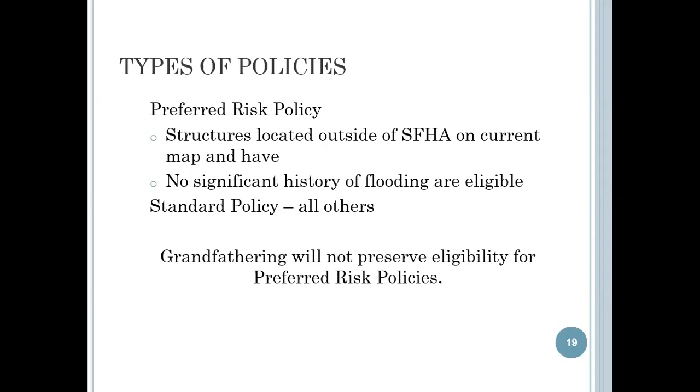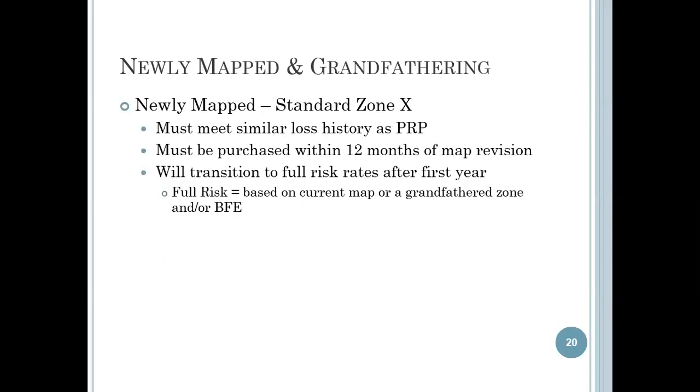Grandfathering will not preserve eligibility for preferred risks. So when it moves into a special flood hazard area, we move into our newly mapped and grandfathered options. The loss history is similar to the PRP. In fact, the rates are the same for the first year or two as a PRP. Then as the map ages, we add a factor based on the age of the map and when the policy is effective, until we reach what we call the full risk rate, or actuarial rate.